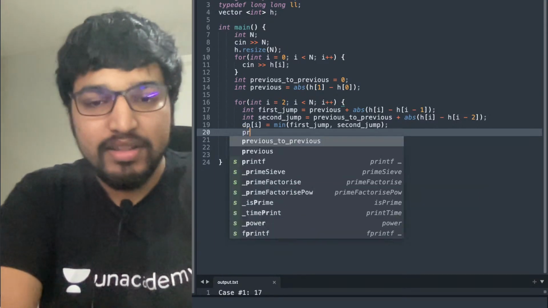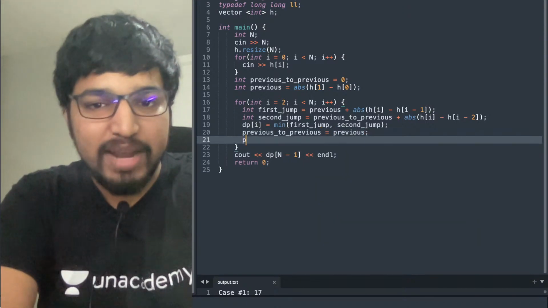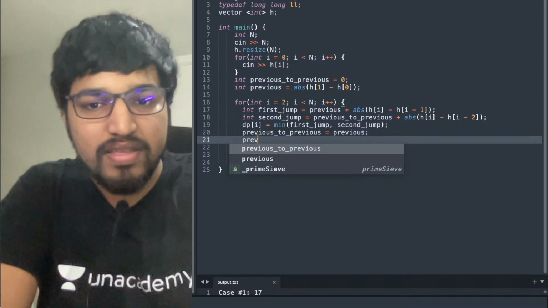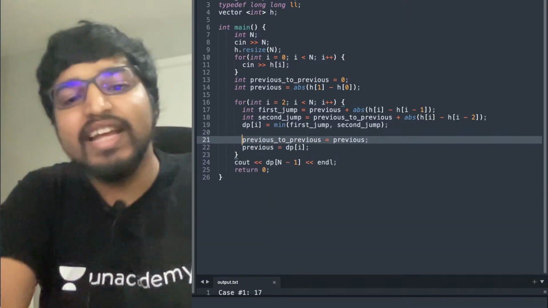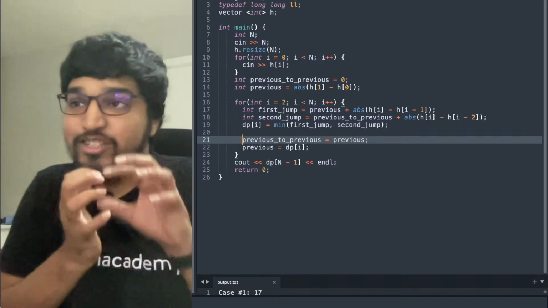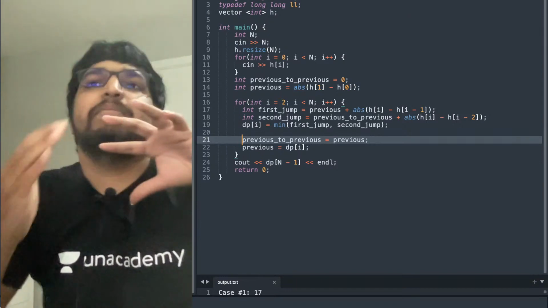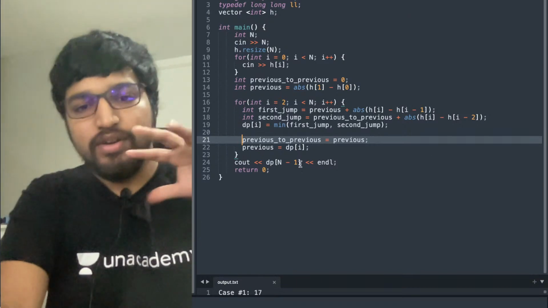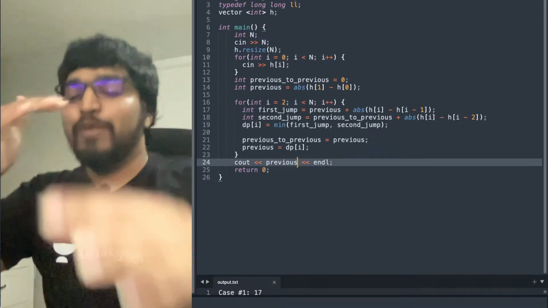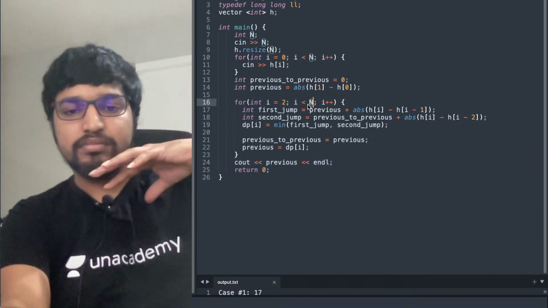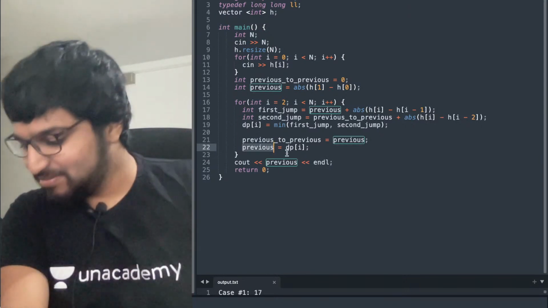Now, previous to previous will become previous, and previous will become dp of I. Once I go for I plus 1, my previous will be dp of I, and for I plus 1, previous to previous will be dp of I minus 1. That's what I'm doing. And here I can just write previous in the end, because when I come towards the end, if I equals n minus 1, the answer would be stored in my previous, right?